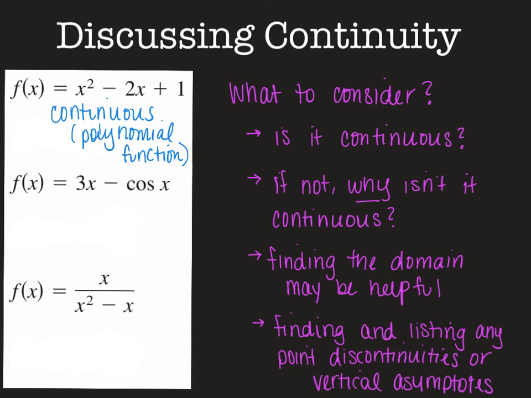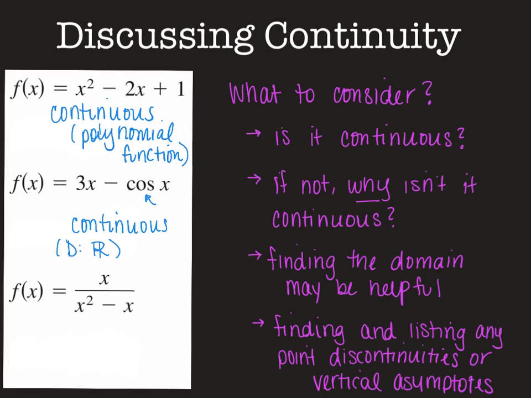Okay, moving on. So now for our next one, we have 3x minus cosine of x. It's very helpful to understand the graph of cosine, and then even 3x minus cosine of x. You could plug that into Desmos, maybe look at the graph. Thinking about what you can plug into cosine, you can plug anything in, right? So our x values here are not restricted, so again, this is continuous. And one of the reasons for this one, if you'd like to give a reason, is the domain is all real numbers.